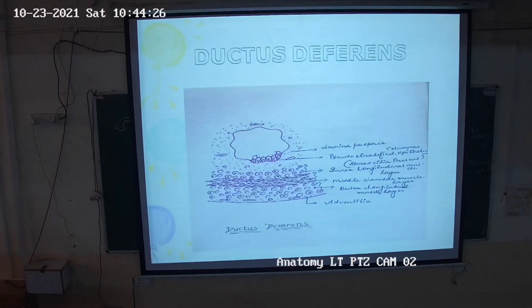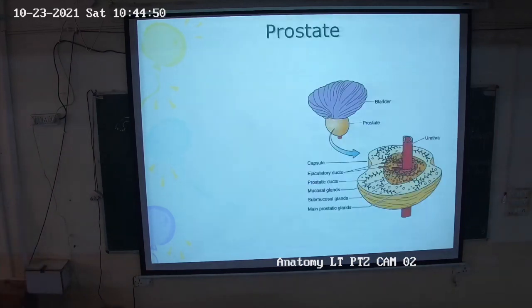This is the hand-drawn diagram. As you can see, a nearly star-shaped lumen having short basal cells and principal cells, like in the epididymis. Then it has lamina propria, then inner longitudinal, middle circular, outer longitudinal muscle layer, and adventitia. What will be in the adventitia? It is connective tissue, so it has blood vessels, nerves and lymphatics.